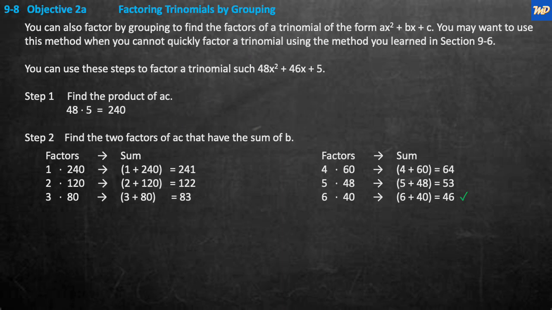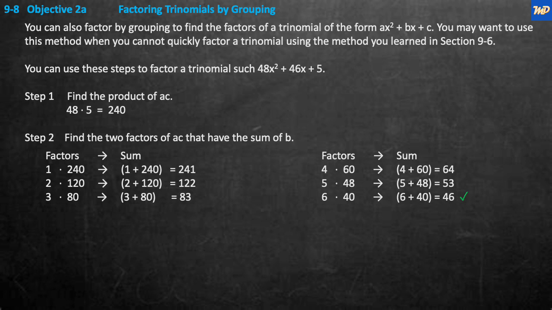Okay, now in objective 2, it says 2a because there's 2 slides to get this point across. It says factoring trinomials by grouping. So how do we go about doing that? It says you can also factor by grouping to find the factors of a trinomial of the form ax squared plus bx plus c. You may want to use this method when you cannot quickly factor a trinomial using the methods you've learned in 9-6.